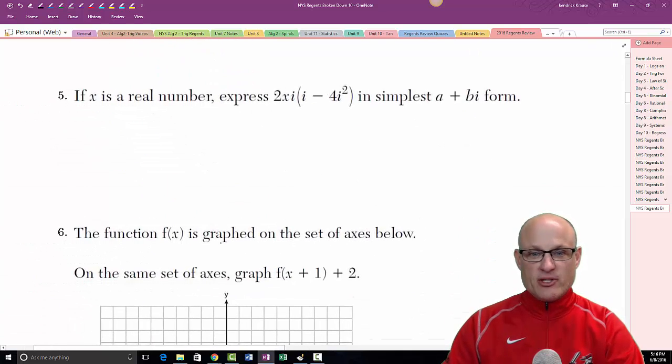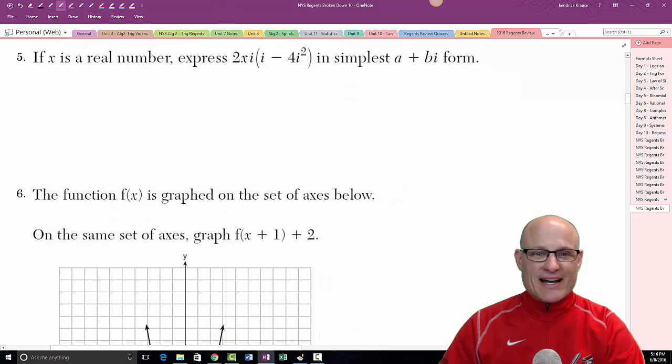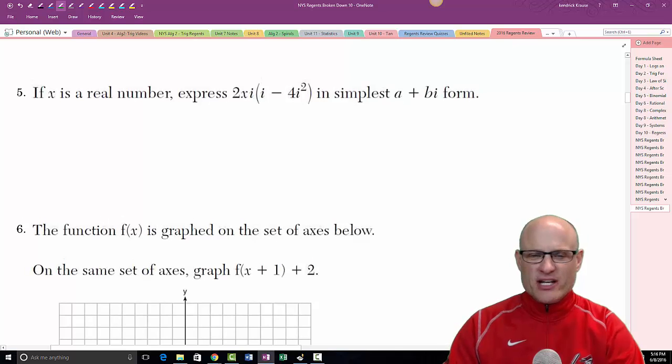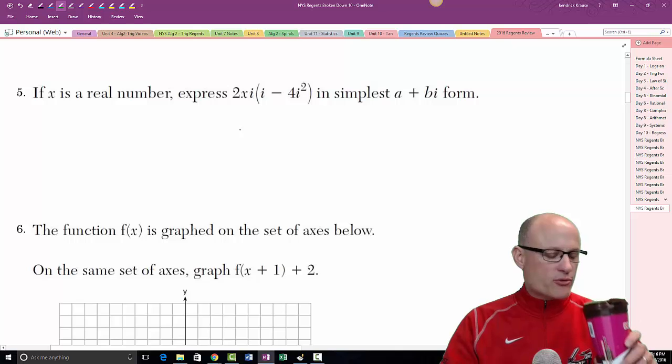Can't get any easier than that. Let me do one more, and then I will take a break for a second. All right, we got more i stuff. I could have put these together. If you want to go through and do all the i stuff, go through and do the i stuff.